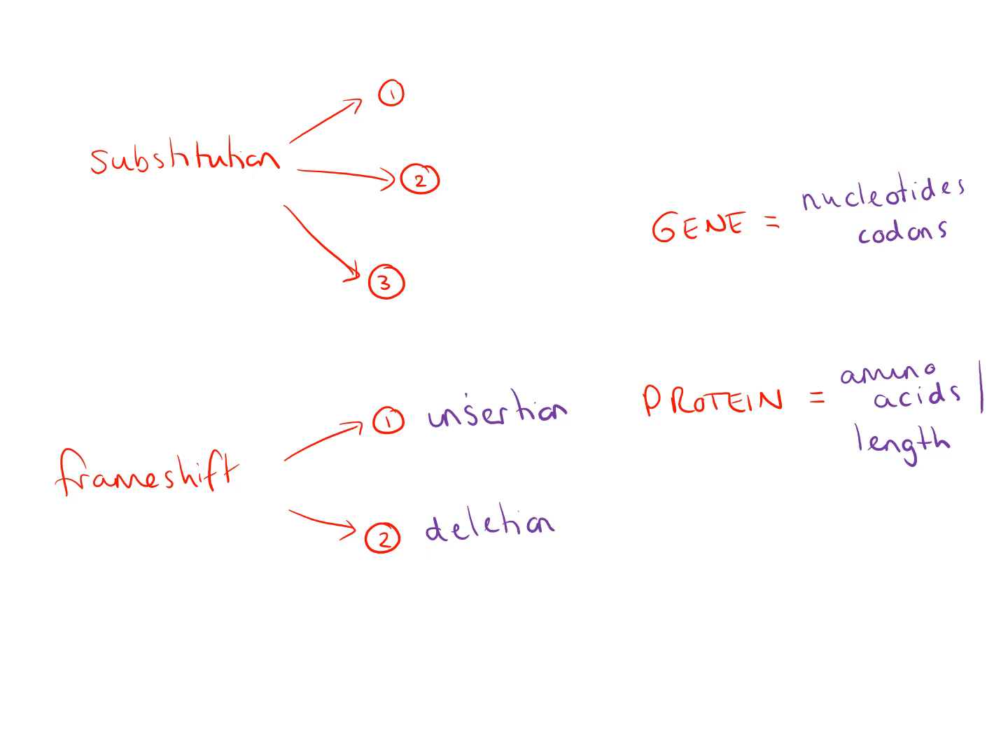So if we are asked about the effect of a frameshift mutation on the gene, for insertion, one nucleotide has been added, and therefore every codon after that point of mutation is going to be different. Effect on the protein, every amino acid after that point of mutation is going to be different. For deletion mutation, one nucleotide has been removed. Every codon after that point of mutation is going to be different. Everything shifts along. And for our protein, every amino acid is going to be different after that point of mutation.